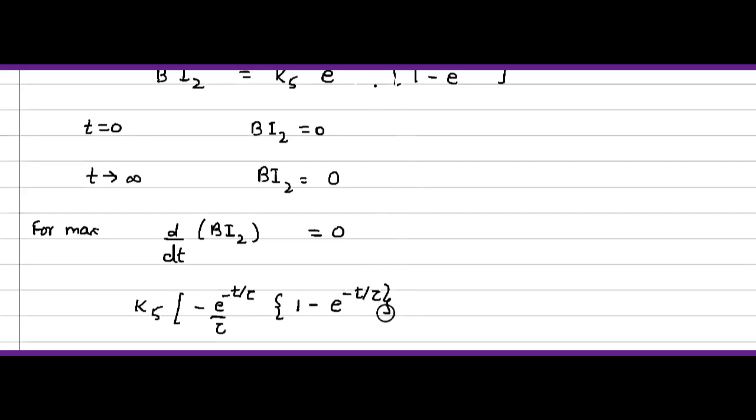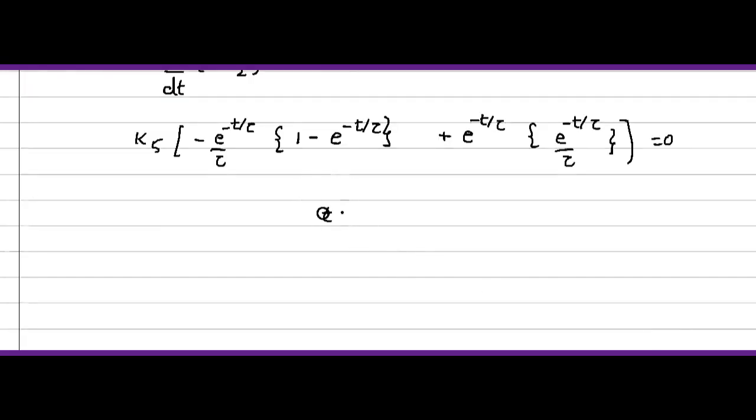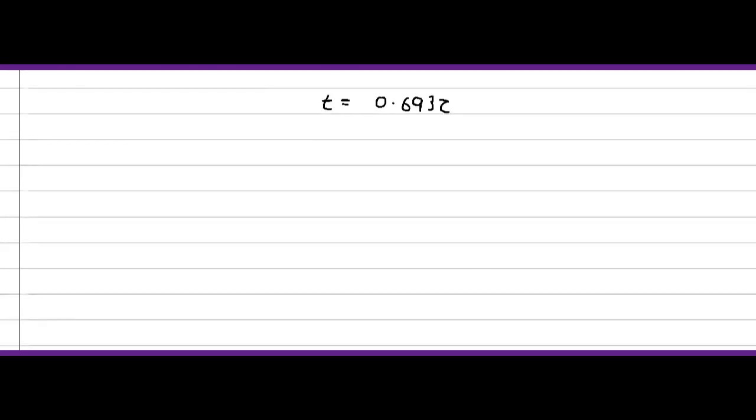Okay, we have differentiated our first part. Now we take this part as constant and differentiate this one. So from here the value would turn out to be, this would be 0, and here it would be e to the power minus t over tau divided by tau. We put this equal to 0. Finally, if we calculate this, our t value would turn out to be 0.693 times tau. If we calculate d2Bi2 at this value, it would be less than 0. That means this is the maxima.